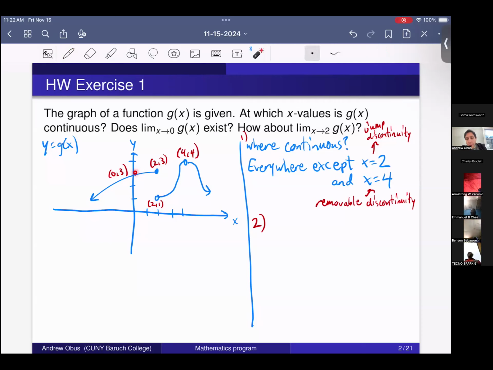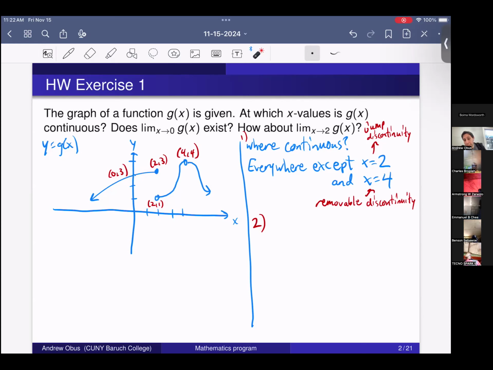Well, let's look at the function around x equals 0. This is a nice, smooth, continuous line, and it passes through the point (0, 3). So as x gets close to 0, what's happening to g of x, or to y, which is the same thing as g of x? As x gets close to 0, it looks like g of x is getting close to 3. And it doesn't matter whether you come from the left or from the right. In both cases, the function is getting close to 3.